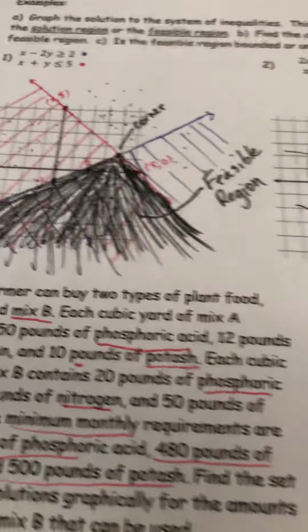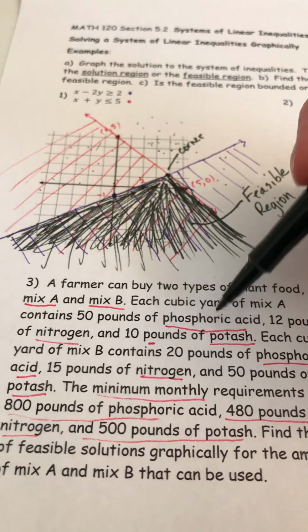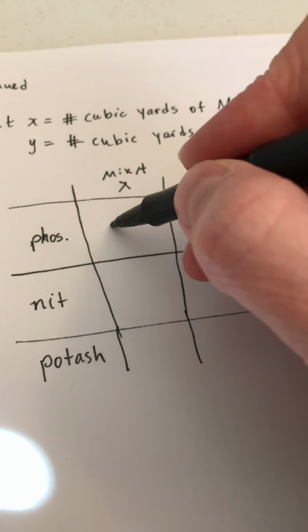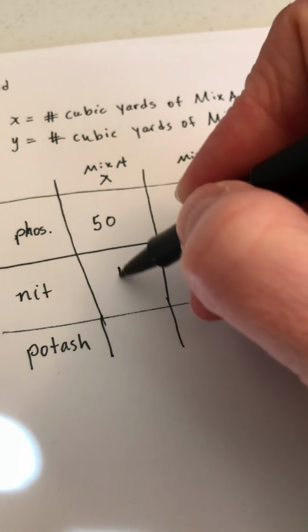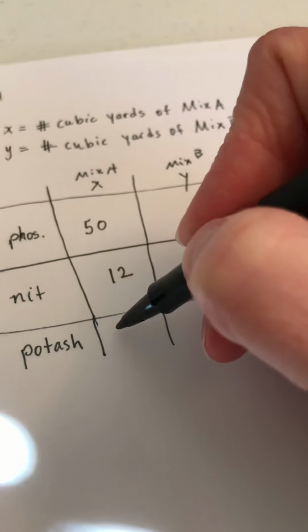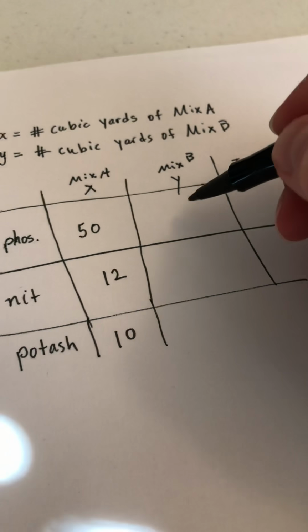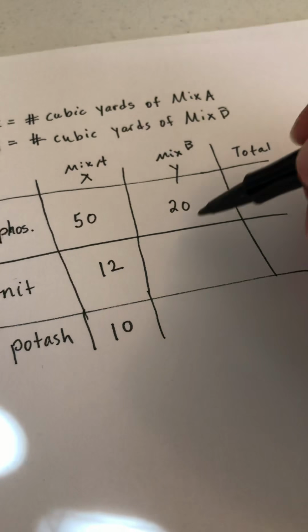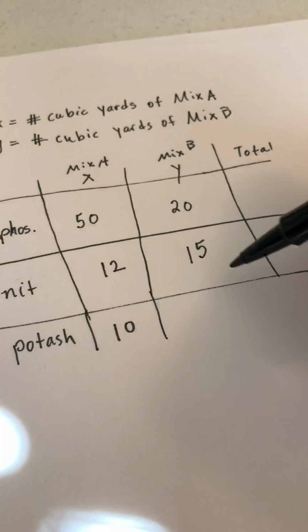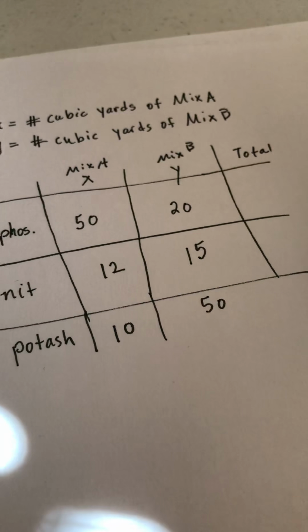So over here it says what? Mix A has 50 pounds of phosphoric acid, so that's going to be here. And it has 12 pounds of nitrogen and 10 pounds of potash. And then we're going to look at our mix B. Mix B has 20 pounds of phosphoric acid, 15 nitrogen, and 50 of potash.